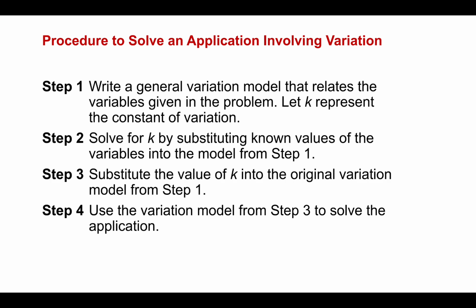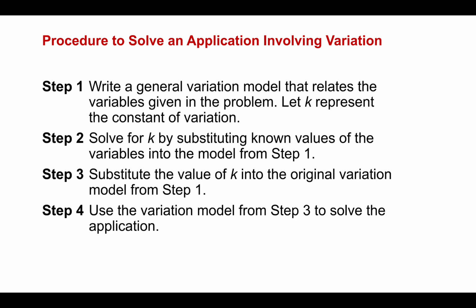So first, write a general variation model that relates the variables given in the problem, and K is going to represent the constant of variation. You don't know what K is at this point. You're just writing the equations, kind of like what we were doing before in both the direct and inverse variation and in the joint variation. We're just writing the problem out.